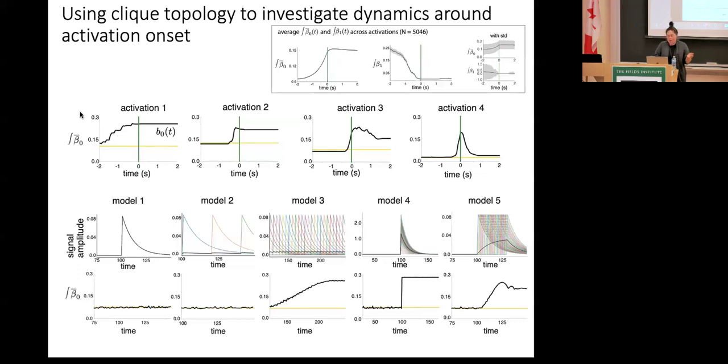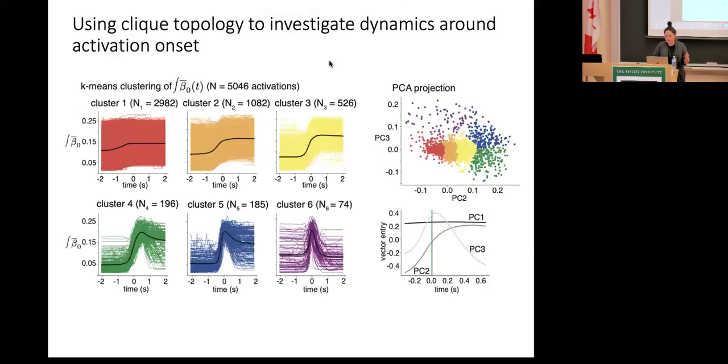A next question is, how prolific are these shapes of these integrated Betti curves across all 5,000 activations? Do we really even care about them? And the answer is, yeah, I think we should care, because when we do k-means clustering, we get out 6 clusters of these integrated Betti 0 time series. And we see these dynamic profiles reappearing, including this cluster with this rapid increase and rapid decay back to baseline.